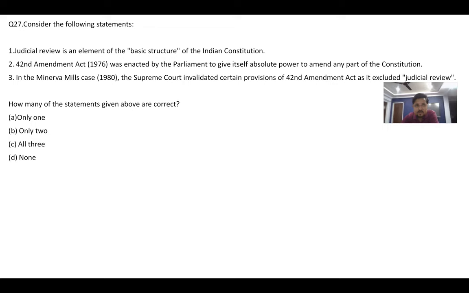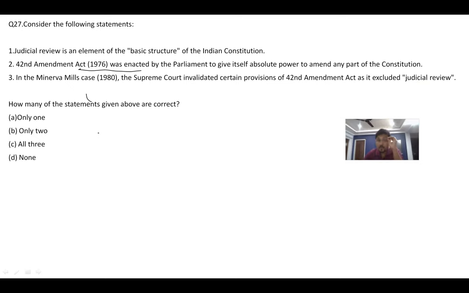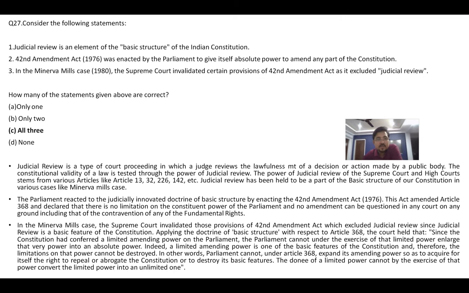Okay, next, judicial review. Judicial review is an element of the basic structure of the Indian constitution. The 42nd constitution amendment act was enacted by parliament to give itself absolute power to amend any part of the constitution. In the Minerva Mills case in 1980, the Supreme Court invalidated certain provisions in the 42nd constitutional amendment act as it excluded judicial review. So how many of the statements are correct? Here all statements are correct.